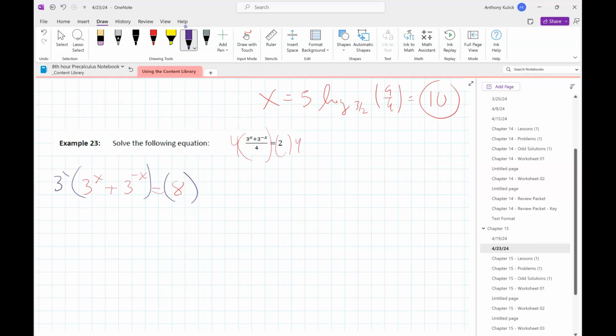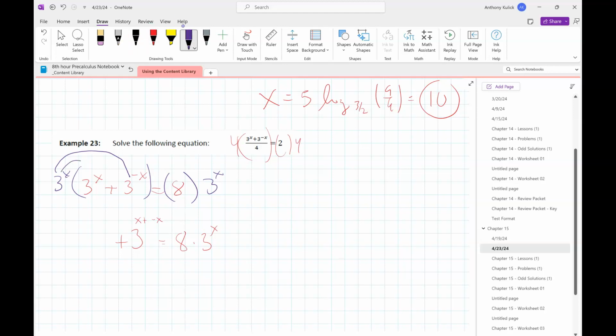So I want to get rid of this 3 to the negative x. Here's the best way to do that. I'm going to multiply both sides by 3 to the x. Why 3 to the x? What do I get when I multiply 3 to the x by 3 to the negative x? I get 3 to the x plus negative x. Remember, we add the exponents when you multiply 2 things together.